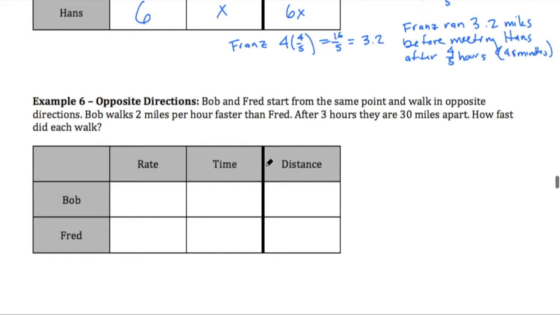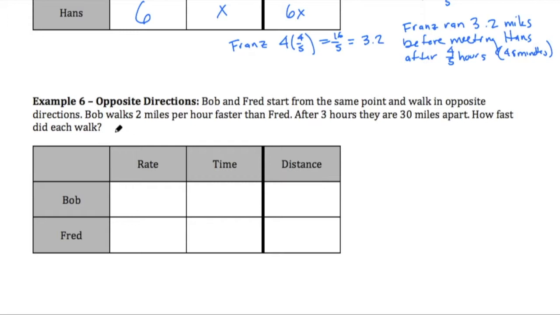So Bob and Fred start from the same point and they walk in opposite directions. Bob walks 2 miles per hour faster than Fred. After 3 hours, they are 30 miles apart. Okay, so how fast did each of them walk? So the fact that we don't know their speed tells us that we're going to have variables in our rate.